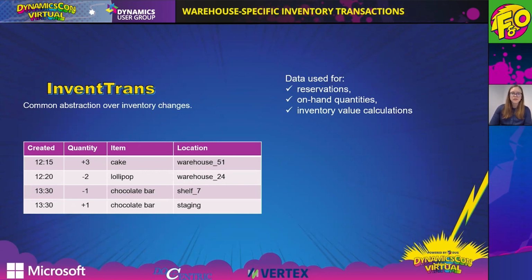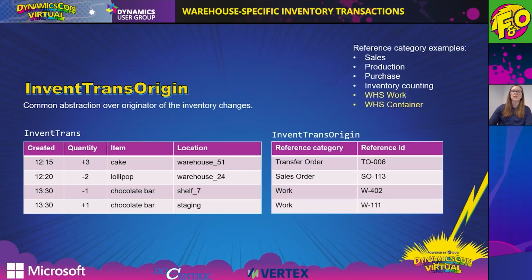Inventory transactions are an abstraction over any inventory changes. We need to know if there is some inventory added or removed, and we need to keep track of it all the time. This is needed to process reservations, manage on-hand quantities, or calculate inventory values.